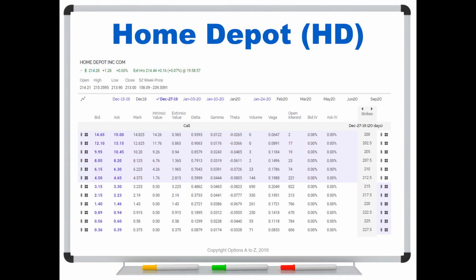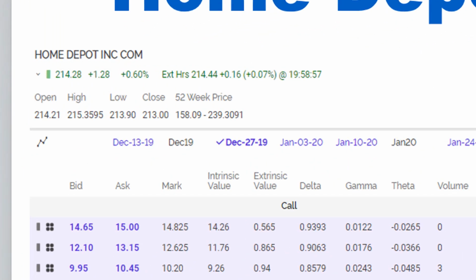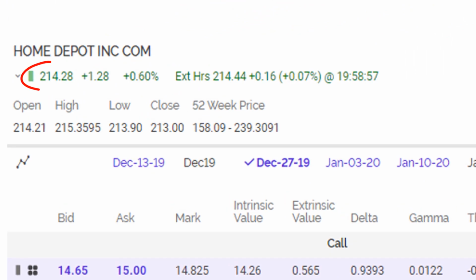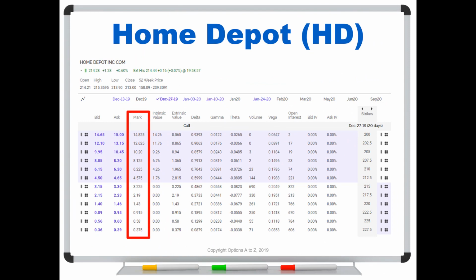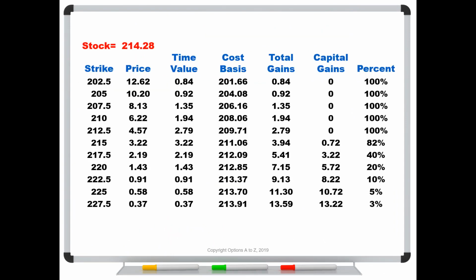So here's an example. Here's some recent quotes from Home Depot, and you can see the stock is trading here for $214.28, and I'm going to use these prices right here as the mark. Now let's take some of these strikes here and swing them over to a table just to make it a little easier to see. So again, we've got the stock at $214.28. Let's take a look at the 202.50 strike. It was trading for $12.62.